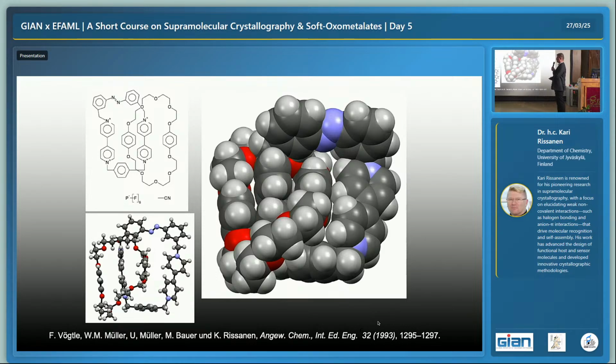With light, you can change this conformation. That was also quite old.